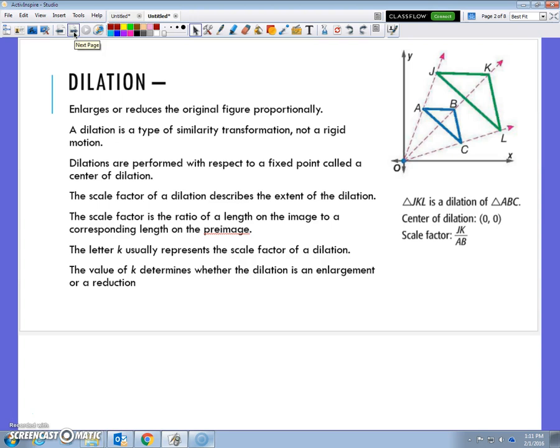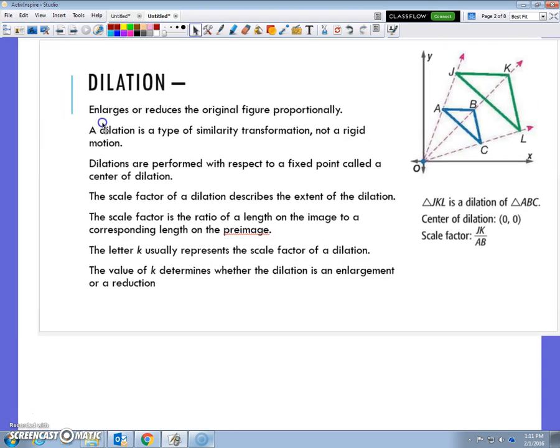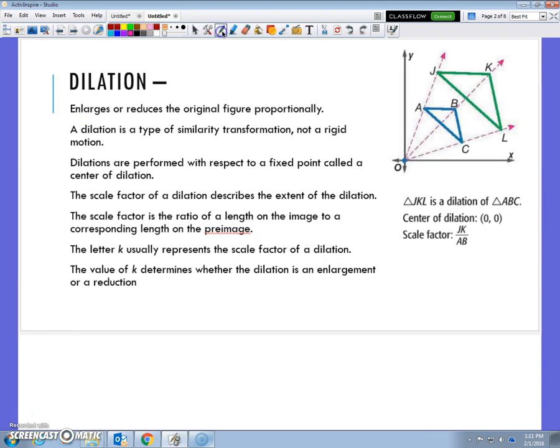I know it looks like there's a lot of information here, but a lot of this stuff you've heard before. A dilation basically stretches or compresses the pre-image, the identity. So the important parts would be an enlargement or a reduction. It's a type of transformation, but it's not a rigid motion. There's a point that doesn't change, it never moves. It's called the center of dilation.